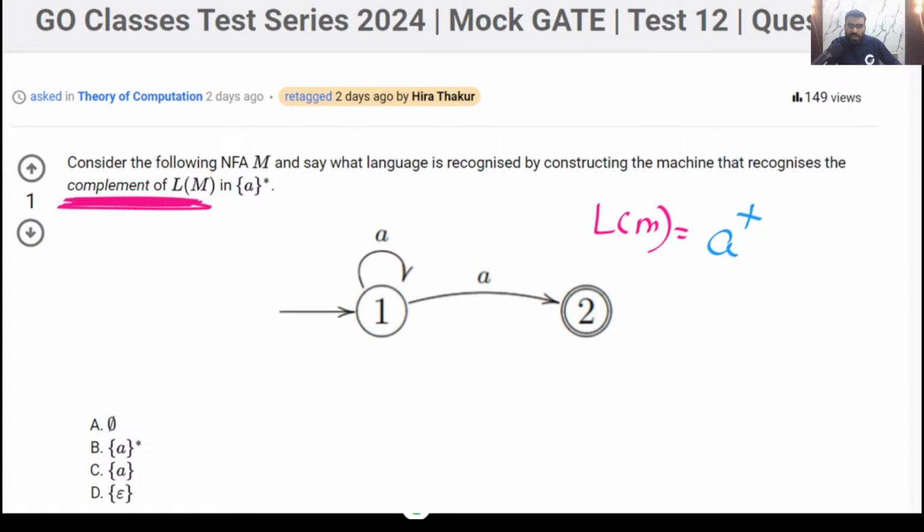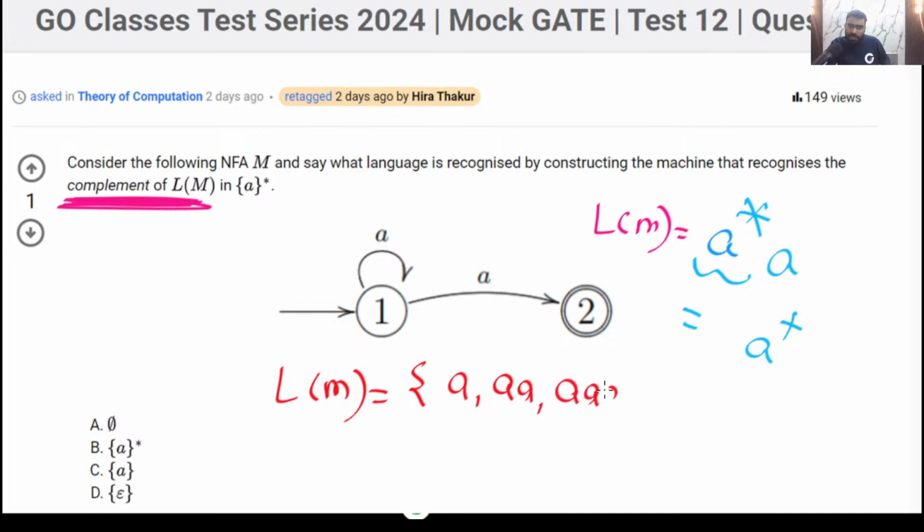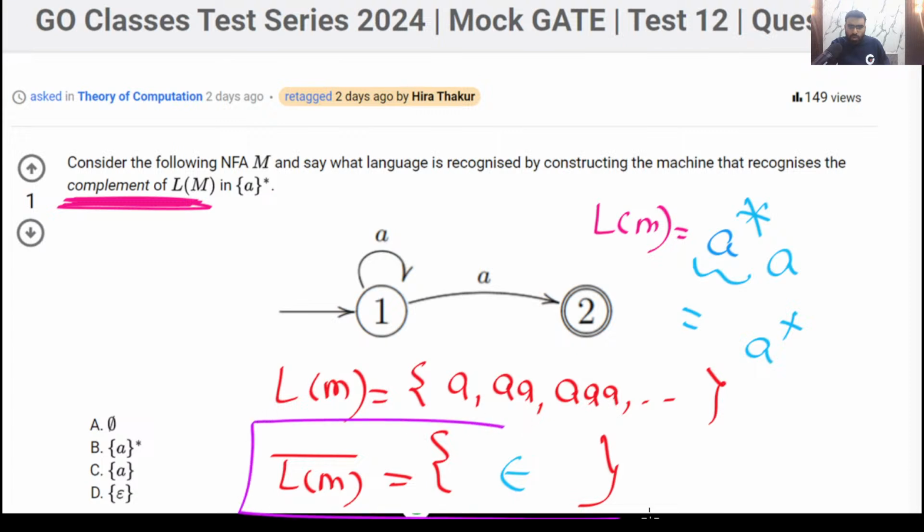In this state, any number of A can come, and after any number of A, the last symbol must be A. Yes or no? So this is actually A plus, this is LM. Your LM is A plus, meaning A, double A, triple A, and so on. So in the LM complement, what will be the string? Very simple. The only string which does not belong to LM is the empty string. Yes or no?